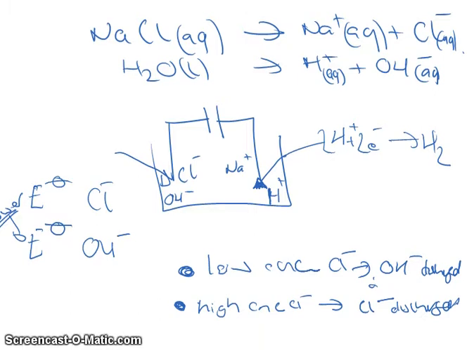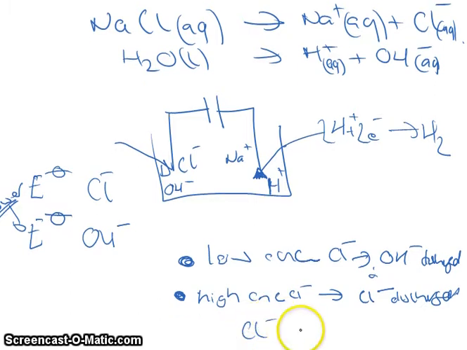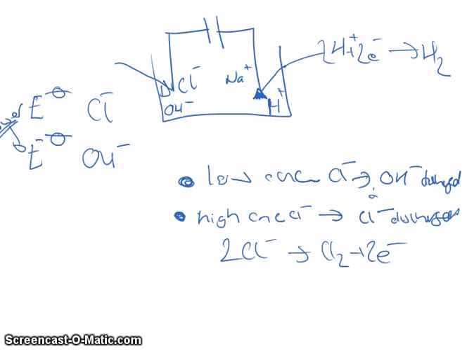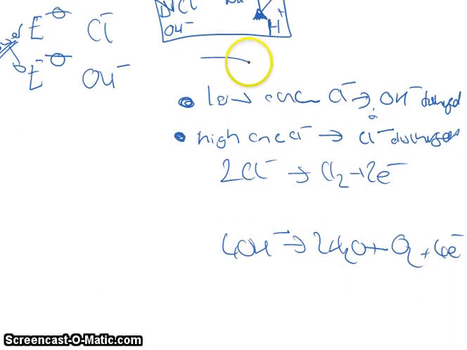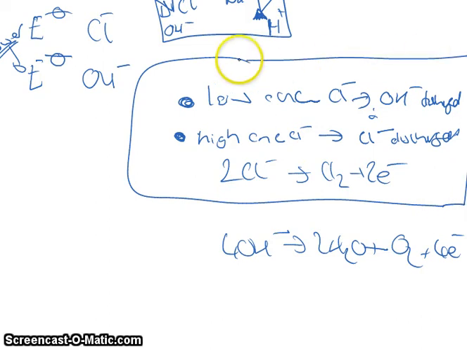When the chloride is discharged, what we get is 2Cl- to give you Cl2 plus 2e-. Now the hydroxide equation is 4OH- to give you 2H2O plus O2 plus 4e-. Okay, now this is a bit complicated, isn't it? Right? We just need to learn the rule, I think, really is the best way to go about that.